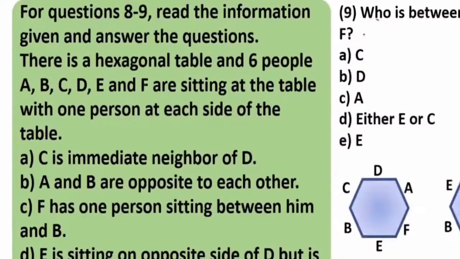Who is between B and F? This is the same diagram just drawn nicely. Both the combinations are given. Who is between B and F? B, F, answer is E. B, F, answer is E over here.